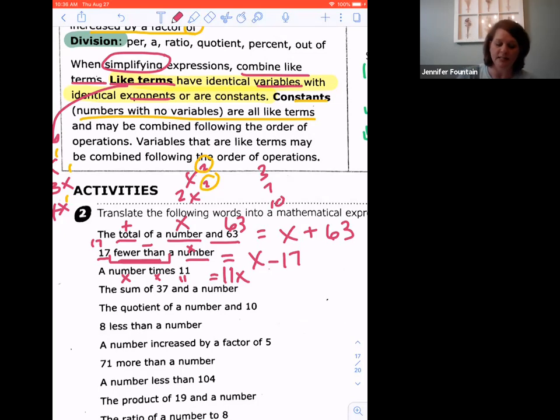The next one is the sum. Hopefully you know immediately that that's going to be addition of 37 and a number. So we're going to be adding 37 plus x. If any of these confuse you or you have questions, please be sure to stop me.